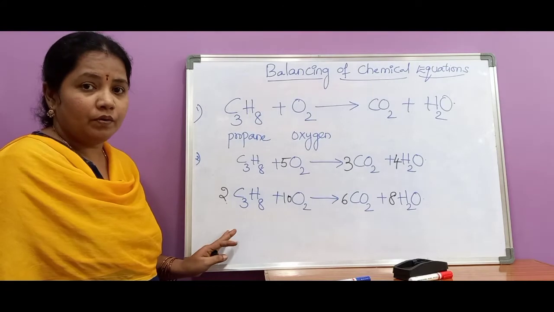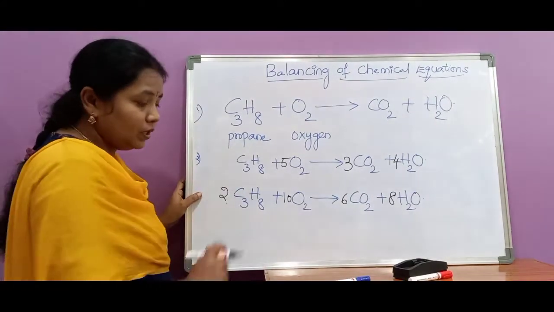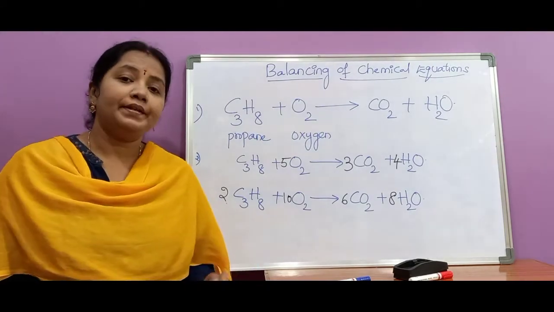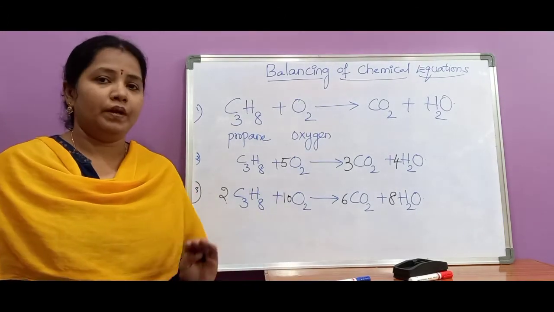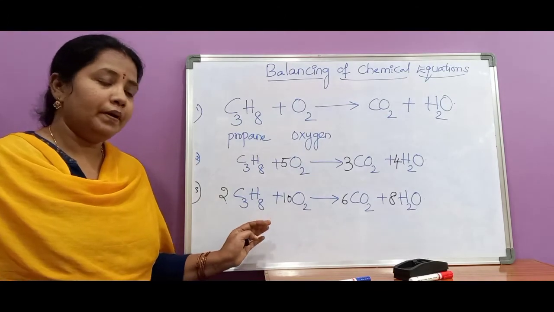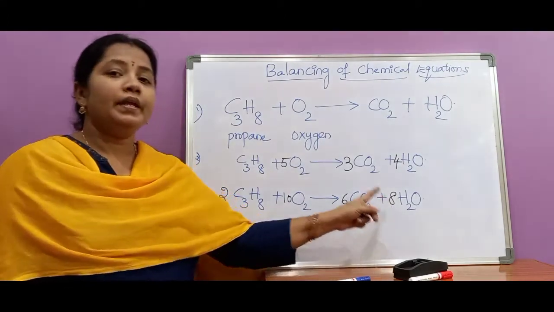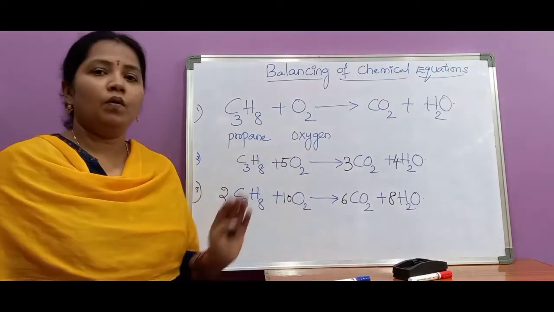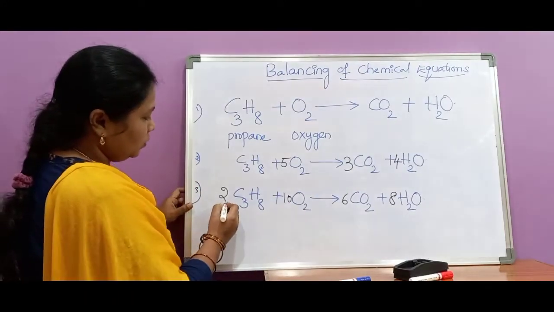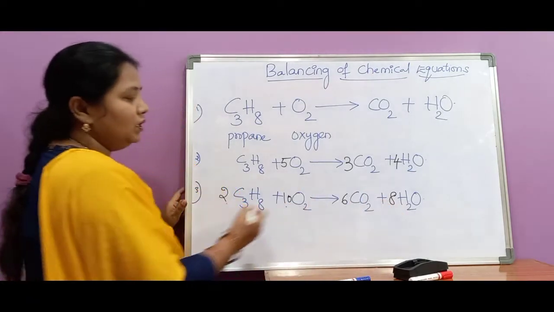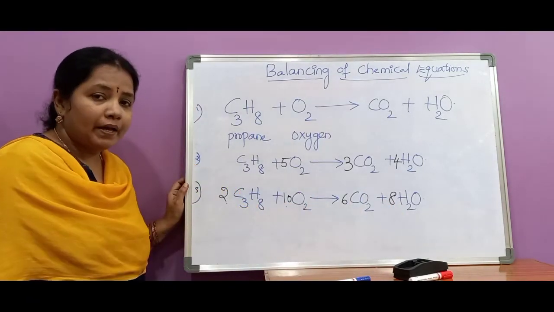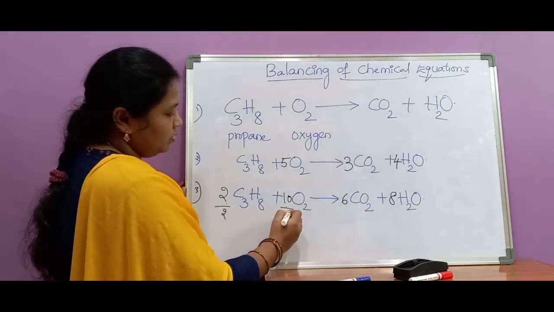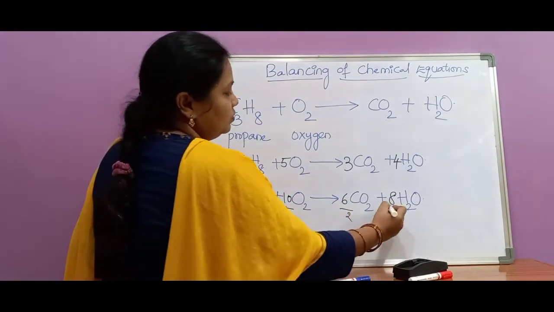So in that case, what we have to do is, our third rule says, what is our third rule? Always we must write the coefficients in the smallest whole number. How can we write the smallest whole number? All the coefficients should be divided by the highest common factor so as to get the smallest whole numbers. So here you see 2, 10, 6, 8. All these coefficients are divided by the highest common factor, that is 2. So divide by 2, 10 by 2, 6 by 2, 8 by 2.